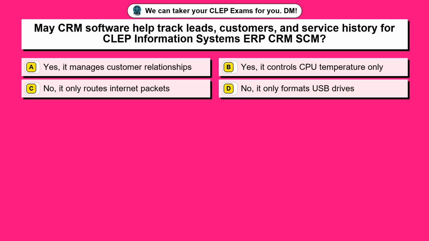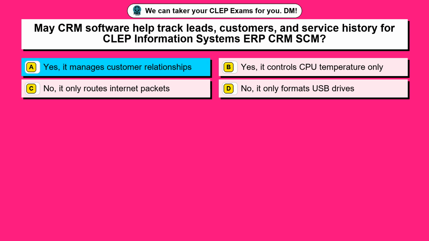Question 15. May CRM software help track leads, customers and service history for CLEP Information Systems ERP CRM SCM? Option A. Yes, it manages customer relationships. Option B. Yes, it controls CPU temperature only. Option C. No, it only routes internet packets. Option D. No, it only formats USB drives. The correct answer is option A.